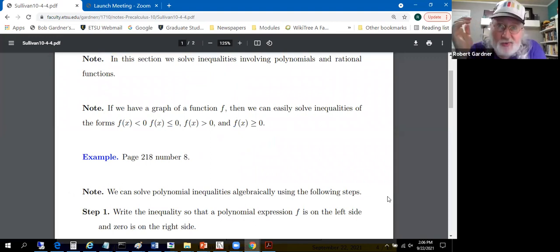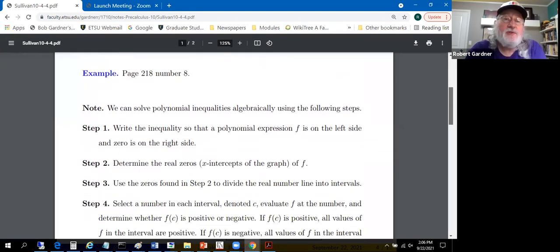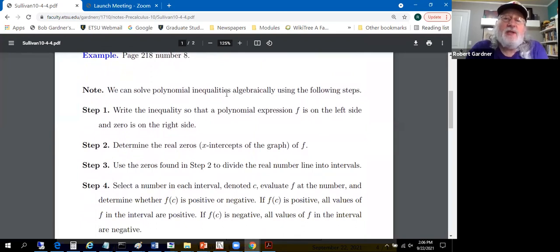Of course, it'll be more interesting when we're given equations and we don't have graphs, but we can create graphs because we know how to do that now for polynomials and rational functions with certain limitations, but we know how to graph well enough to answer inequality questions. So we can solve, we'll look first at polynomial inequalities, solving these algebraically.